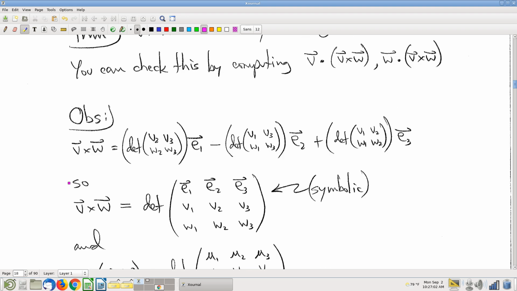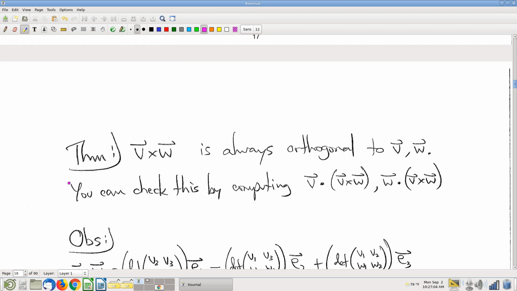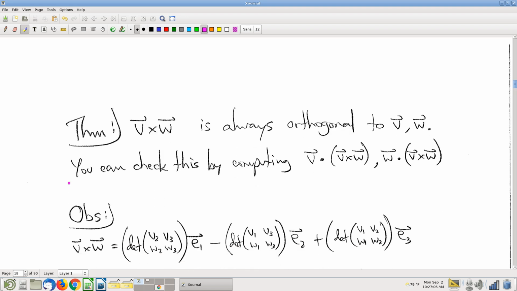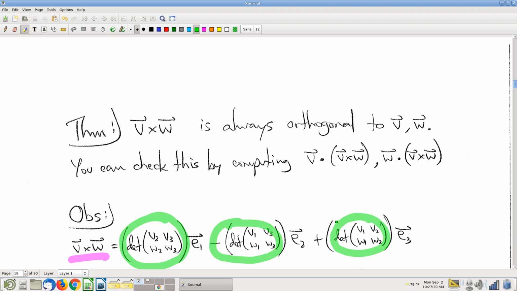Okay. So now here's some other observations. I'm going to go through this slowly. First observation: the cross product components are all determinants, and I'm going to indicate that. I'll just use the same color here. So here are the three components of the cross product. Now I've written these as components. You'll notice by doing a linear combination of the standard basis vectors.